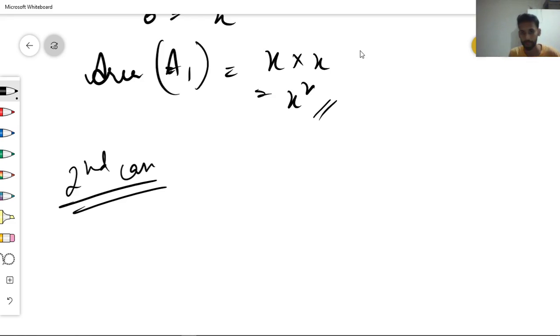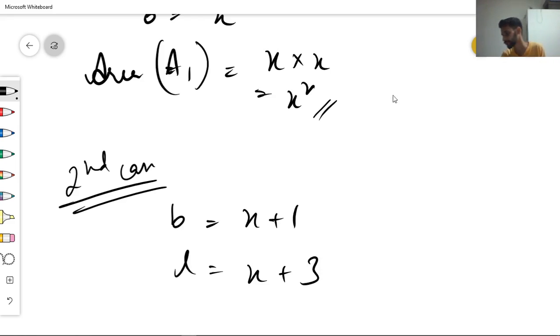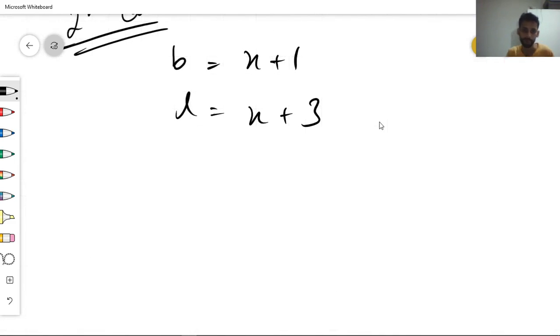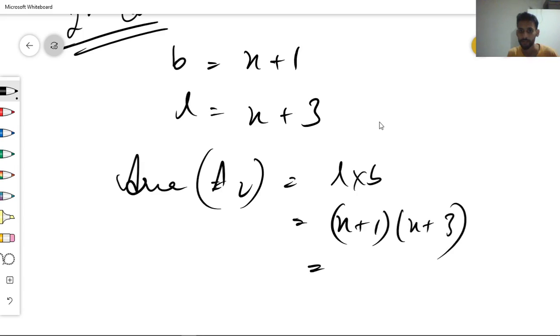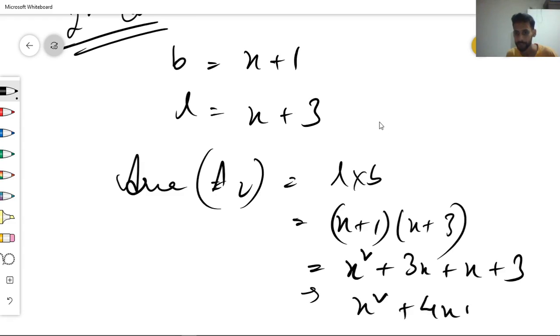She increased the breadth to x plus 1, and the length to x plus 3. Now the area, this will be A2, area will be L into B, that is (x plus 1) into (x plus 3), that is x square plus 3x plus x plus 3. So it will be x square plus 4x plus 3.